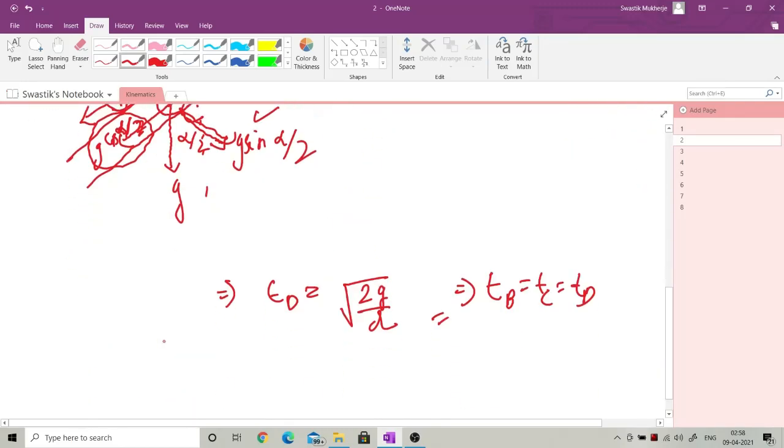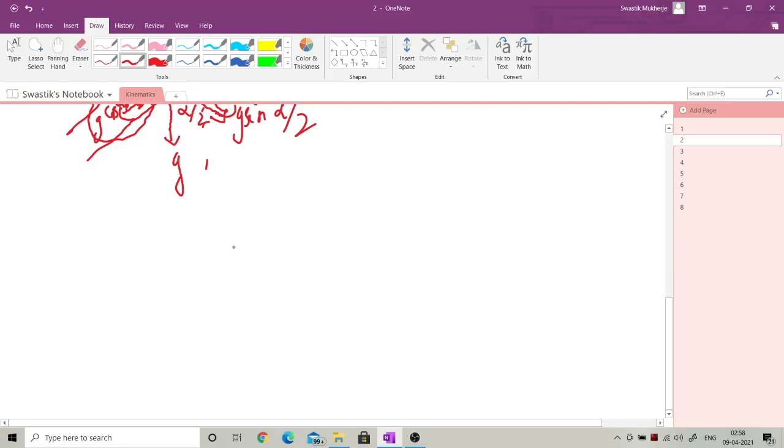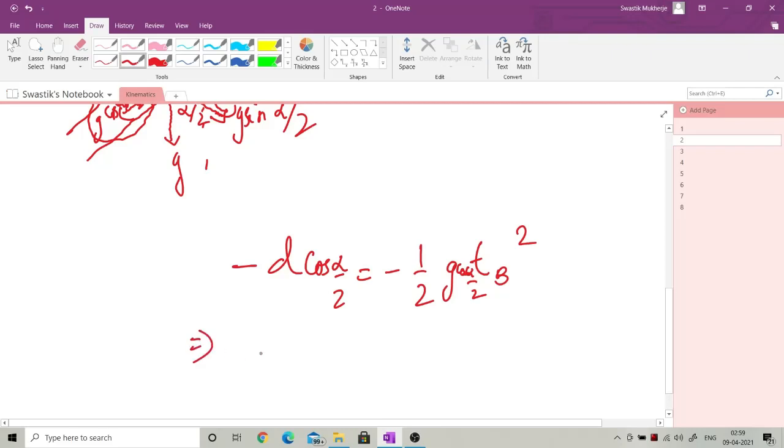So we can just write a kinematic equation like T, let's say B, equals to, wait, we'll solve from the beginning, minus d cos alpha by 2 is equal to minus half g cos alpha by 2 tB square, which implies tB equals root over 2d by g.